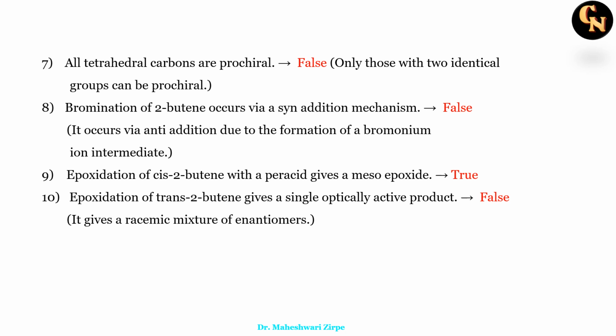Then the next one is: epoxidation of trans-butene gives a single optically active product. That is false, because trans-butene gives us a racemic mixture. The meaning is, racemic mixture means you will be getting both plus as well as minus products, meaning enantiomers, which will be 50-50%. That's the reason why we call it a racemic mixture. So you will be having both the enantiomers using trans-butene. So the epoxide which will be formed will be a racemic mixture of the epoxide. That's the reason why this statement is false.